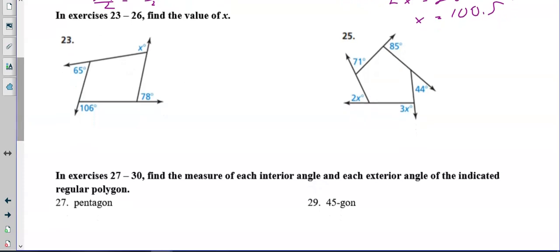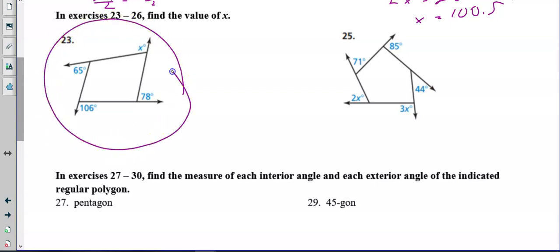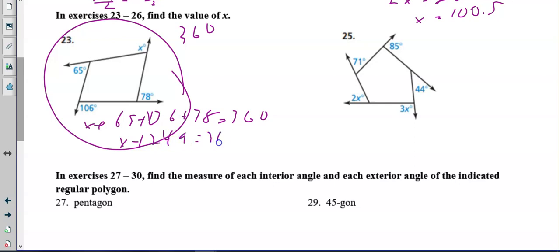All right, so remember, when we're talking about the angles outside of a shape, the outside is 360 degrees. So basically, here we're just going to do x plus 65 plus 106 plus 78 equals 360. That gives us 249. And I subtract that, x is 111.